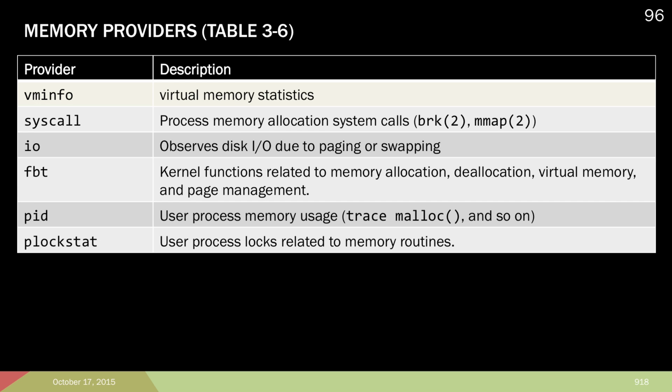Memory providers. vminfo: virtual memory statistics. syscall: process memory allocation system calls like brk, mmap. io: observed disk I/O due to paging or swapping. fbt: kernel functions related to memory allocation, deallocation, virtual memory, and page management. pid: user process memory usage, trace malloc, and so on. plockstat: user process locks related to memory routines.